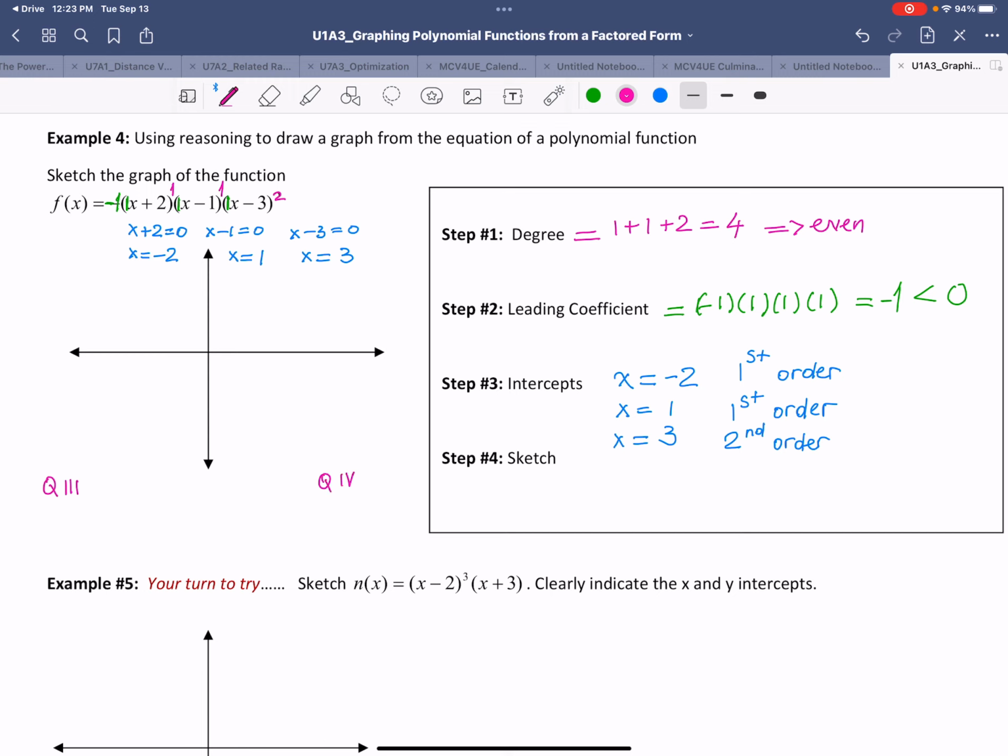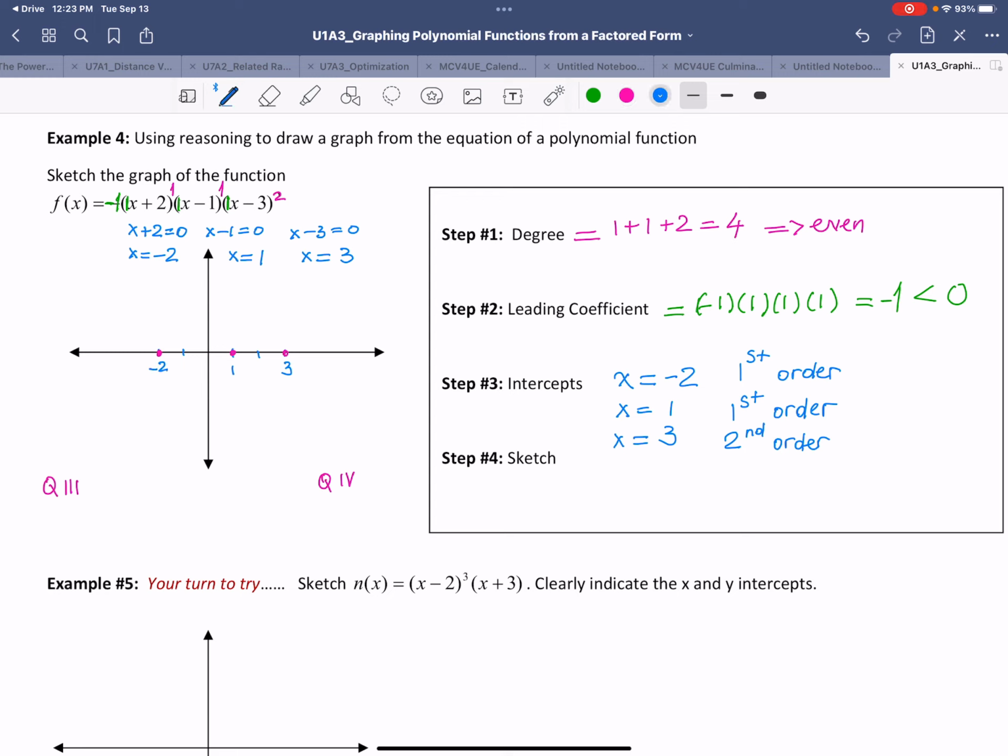Now, next thing we want to look at is the roots. The roots of this function are at negative 2, 1, and 3. So we're going to do a little bit of scaling here. So x equals 1, 2, 3. So these two are roots. And x equals -2. Okay?